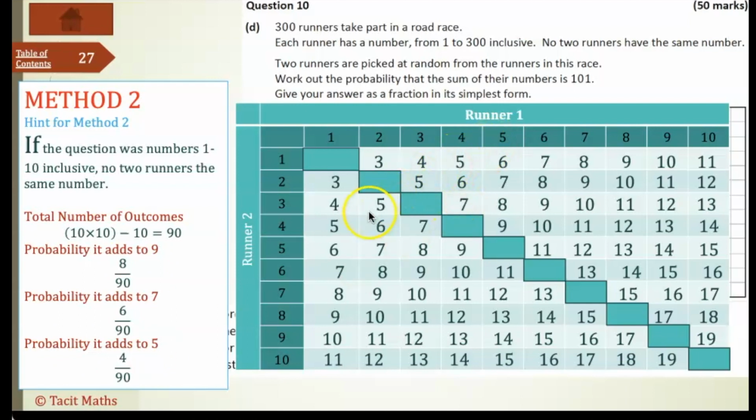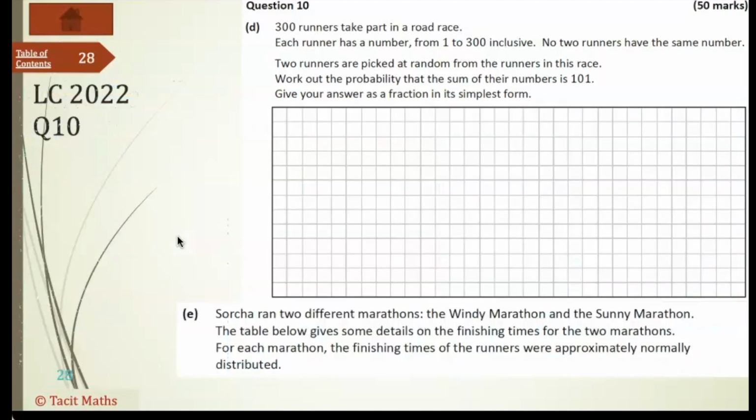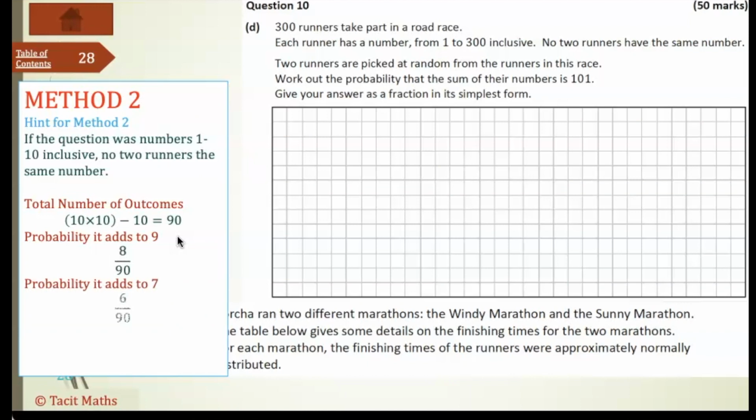So if you spot that pattern, right, you can see, well, to get the total number of outcomes, it's 10 by 10 minus 10, right? And the probability of adding up to any number is 1 less than that number over 90, okay? Now, interestingly, that happens as well. Just leave that up there.